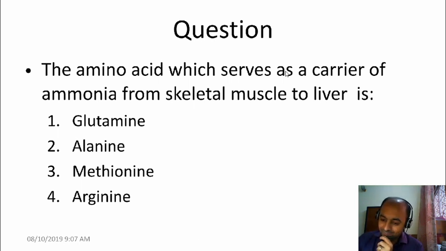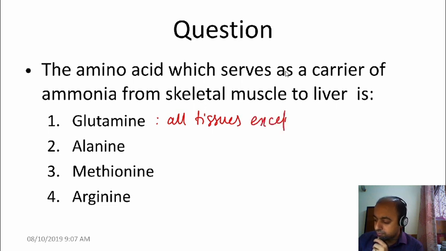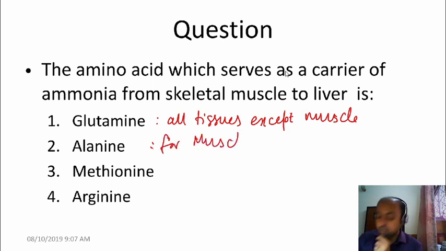Glutamine is the transporter for all tissues except muscle, whereas for muscle, the transport of ammonia is done by alanine.